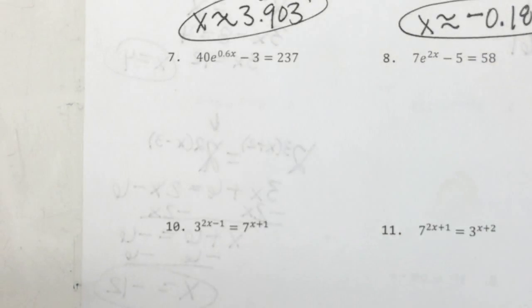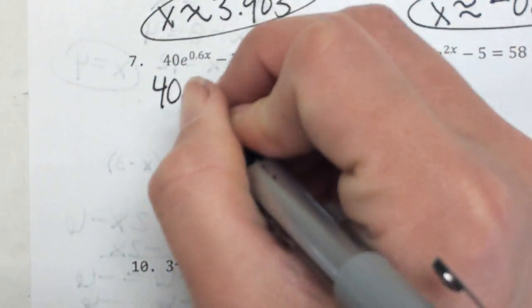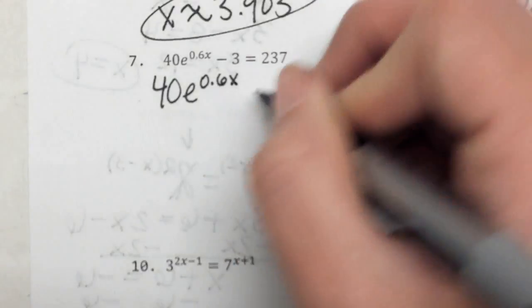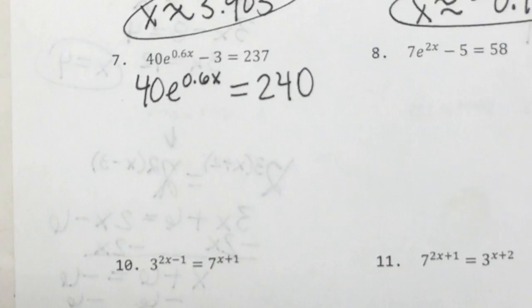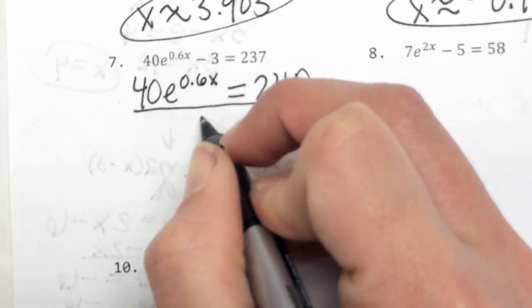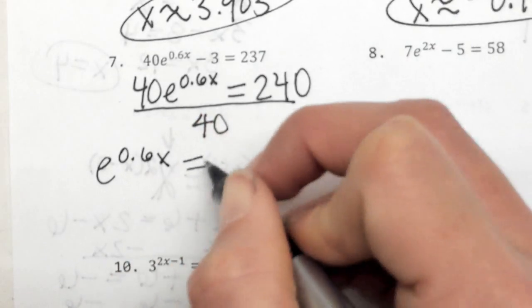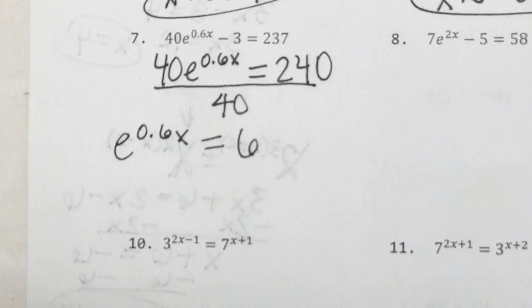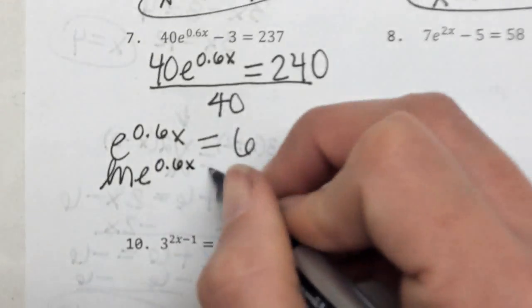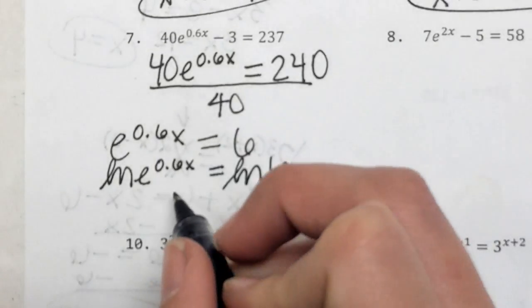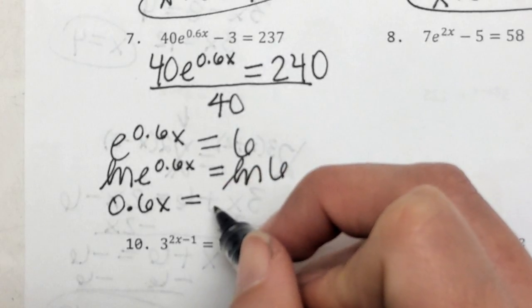So like on this one, we need to move the what first? The what? 3. Good. So 40 e to the 0.6x equals 240. Then we would do what? Everything by what? 40. So we have e to the 0.6x equals what? Now what? Good. Alright, what are we going to have on this side? Good. Equals?